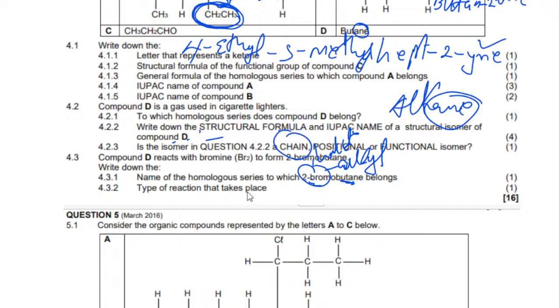They're asking about the type of reaction that takes place. How do we call that type of reaction? Because we have substituted hydrogen with bromine, it's going to become a substitution reaction. But which type of substitution? It is going to be halogenation.